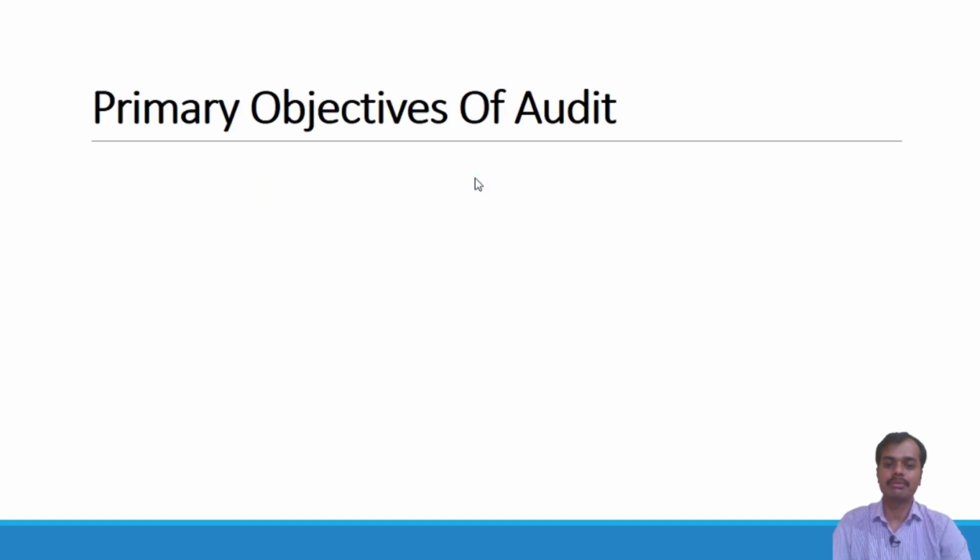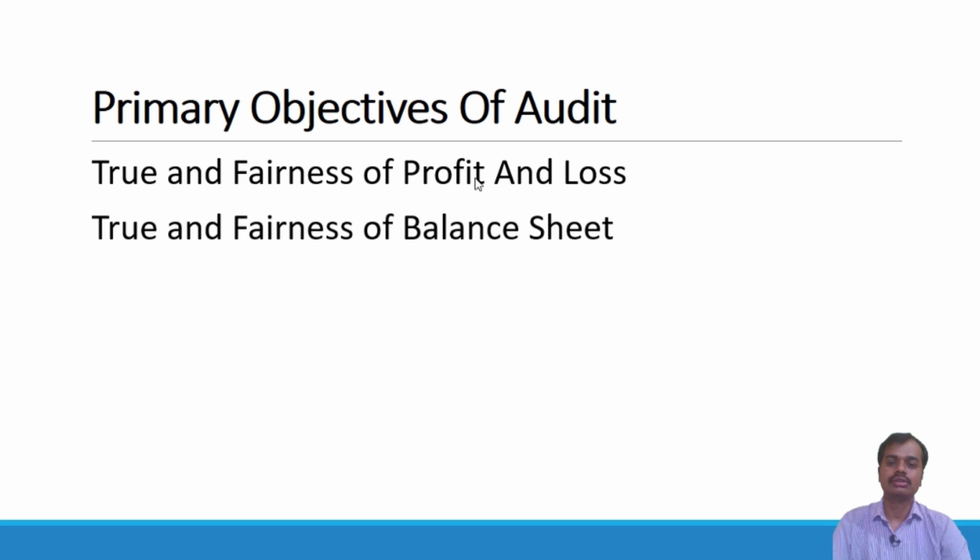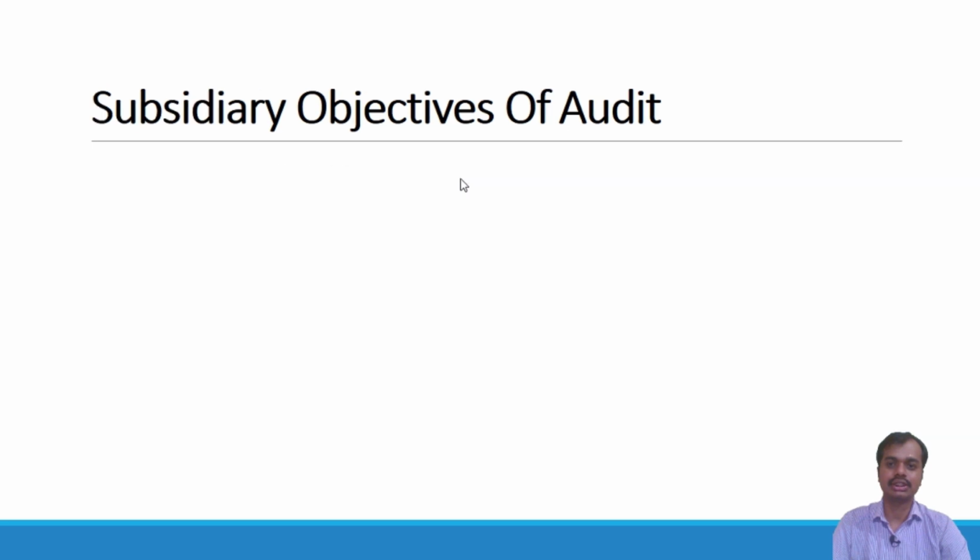First are the primary objectives. The primary objective of auditing is to prove the true and fairness of the results presented by the profit and loss account and financial statement, and the financial position presented by the balance sheet.